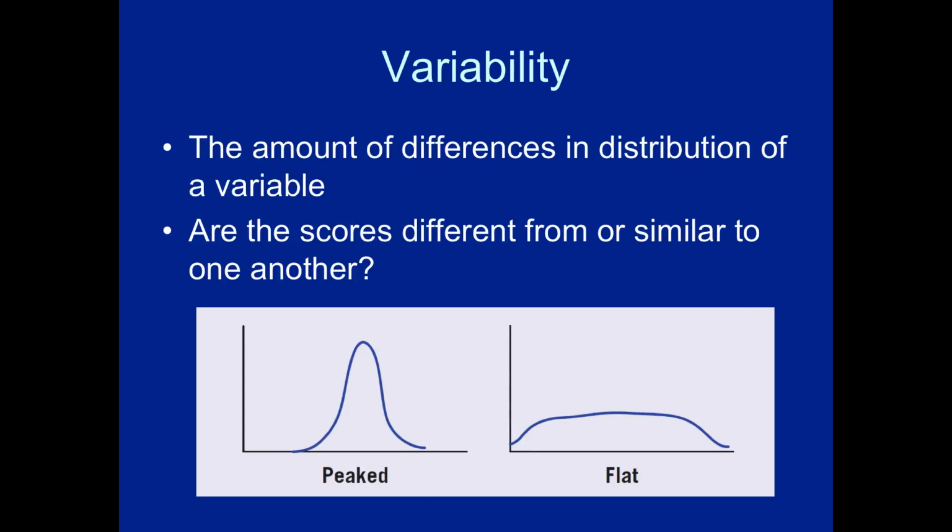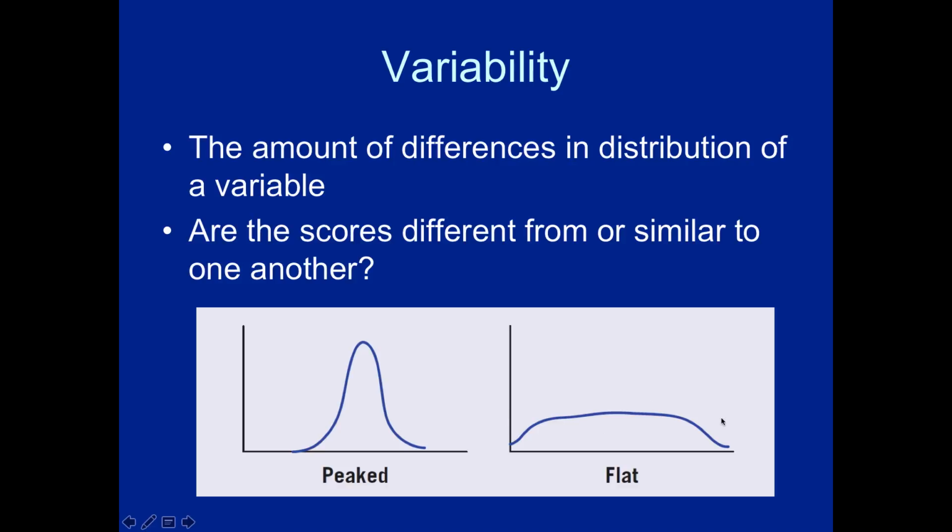So variability, this is the last part of this little section. The amount of differences in the distribution of a variable. This first picture on the left is showing a peaked distribution, because all the scores are pretty close together and the mode is in the middle. So they're all really close and that high point is in the middle with a high peak.